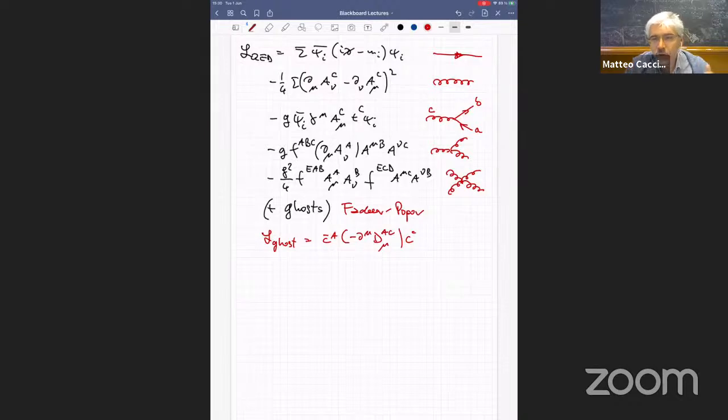They are called ghosts because they do not participate in physical processes, but they are needed while doing the calculation in order to get rid of unphysical degrees of freedom. And again, they have their own Feynman rules. And when doing a calculation, you have to use them, and then they will take care of eliminating some terms in the calculation. Again, it's a difference with respect to QED.